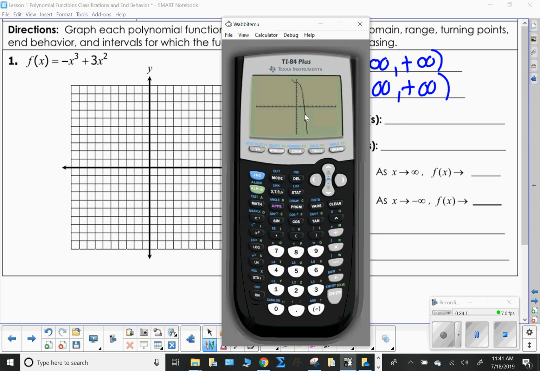And here's your graph. This is what it looks like. If you want to see it up higher, you could change your window and say, I need to go higher on the y value, so I'm going to go to 20, and I'm going to make each one of these by 2. And so now I can graph it again. And there we go. So now I can see it. And it looks like it doesn't have a maximum or a minimum.